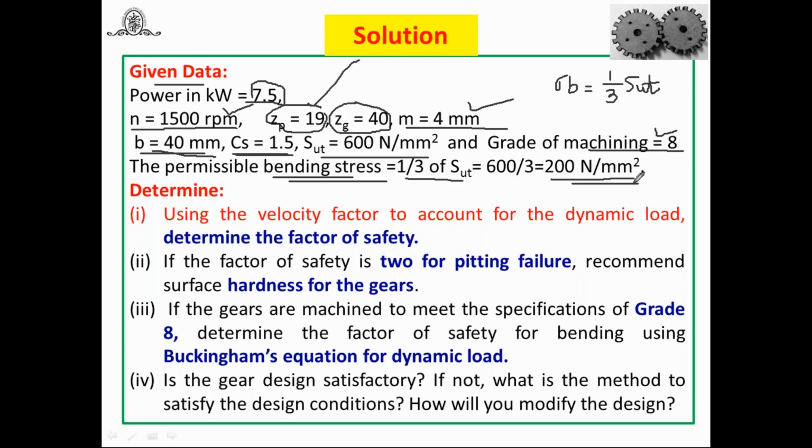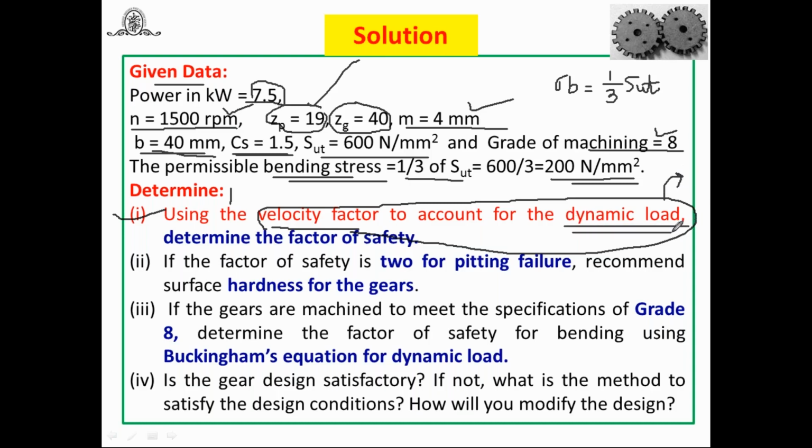So first of all, write down the given data. And after that, you can write down what you have to determine, that means what you are going to find through your solution. In the problem statement it is mentioned that for the first bit you have to use the velocity factor to account for dynamic load. So you know very well how to design a gear by taking into account the dynamic load. There are two criteria. One is the preliminary stage of gear design by considering velocity factor.